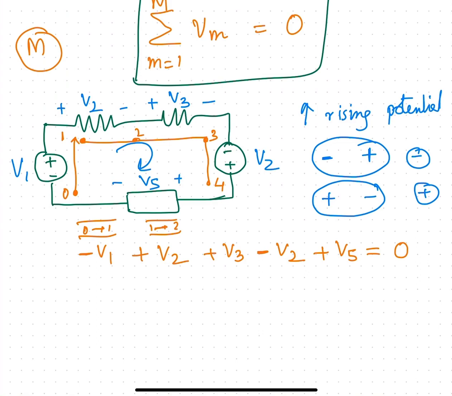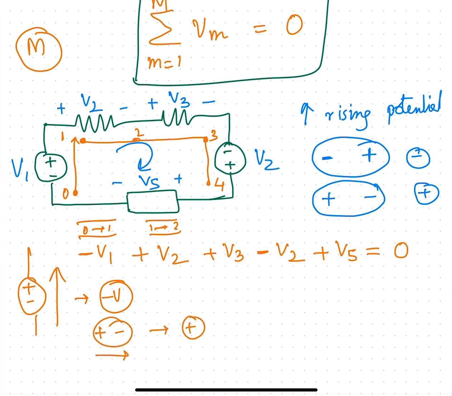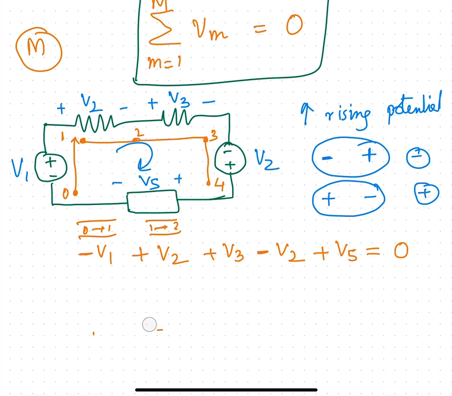I will repeat what I said. So when you go from negative to positive, you say that this is minus V, and if you go from plus to minus, you say that this is plus V. This will be clear when you solve some problems and examples. So I am supposed to calculate the voltages across the different elements.